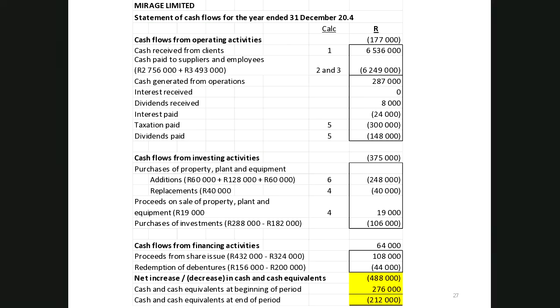If you add up your cash flows from operating activities, that's an outflow. In investing activities, that's an outflow. And you add the inflow from financing activities, you will see we spent 488,000. That is the decrease in cash and cash equivalents for the year. Our opening balance was a positive balance of 276, but if we subtract the 488,000, that comes then to the closing balance for cash and cash equivalents of 212,000.